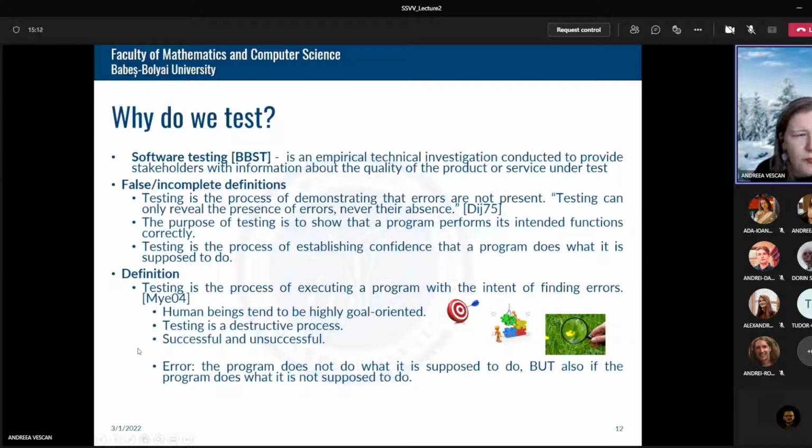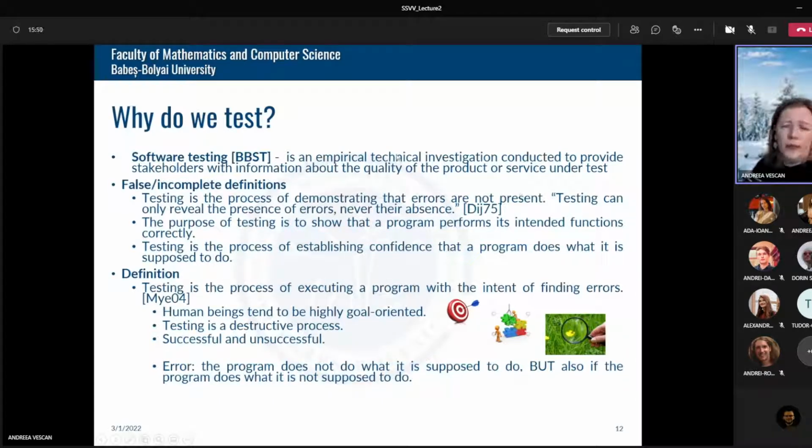Another important issue that you find is that an error is also if a program does not do what it is supposed to do, but also if the program does what it is not supposed to do. So even if it's not in the requirement, even if it is not specified. From those definitions, the one that I like is the one I found in the BBST class, in which testing is defined as an empirical technical investigation conducted to provide stakeholders with information about the quality of the product or service under test.